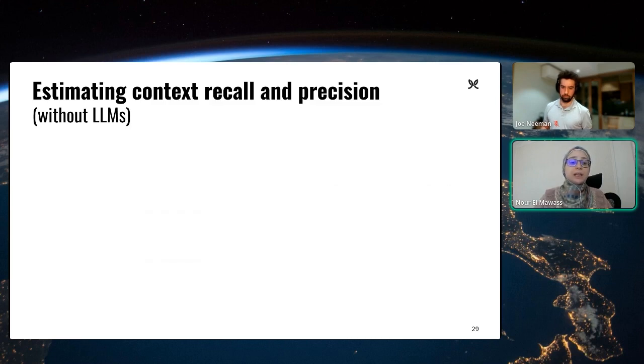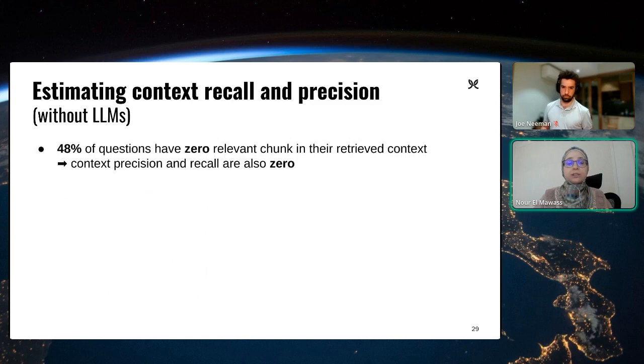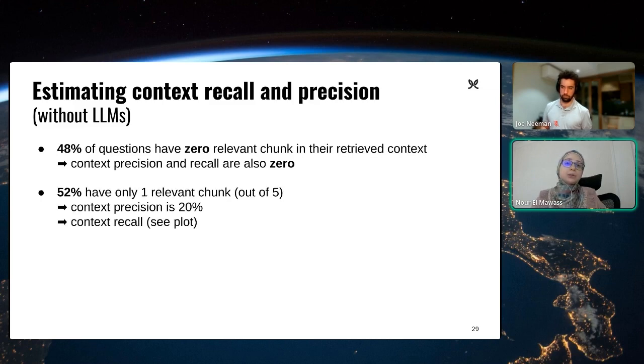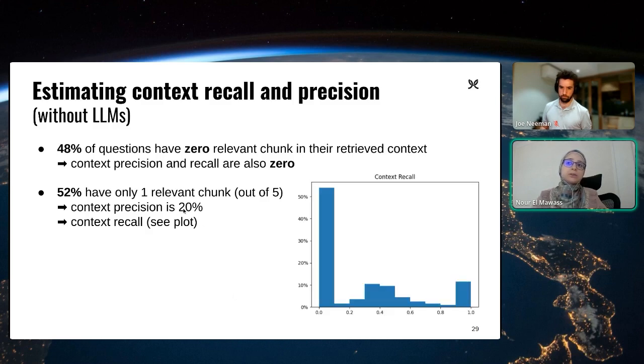We did the same over all the 200 questions. As I said, we have 5 chunks retrieved for each question, and we simply computed the number of chunks that overlapped with the ground truth context. In 48% of the cases in this particular RAG setting, the overlap was 0. So we had 0 chunks that were actually relevant to the question and that overlapped with the ground truth context. For the remaining cases, we only had 1 relevant chunk out of 5, which gives us a precision of 20%. Then we can also compute the recall, but you can see that most of the recall is at low values. Only in about 10% of the cases were we able to get a recall close to 1.